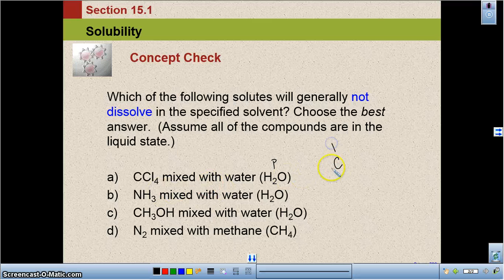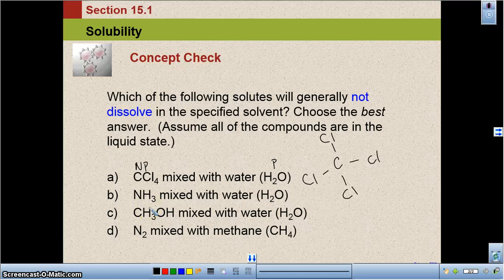CCl4 is a compound that looks like this. There is a tetrahedral arrangement. It's equal pull on that carbon. So this one is probably a nonpolar molecule. Remember that like dissolves like. So this one probably is not going to dissolve very well.